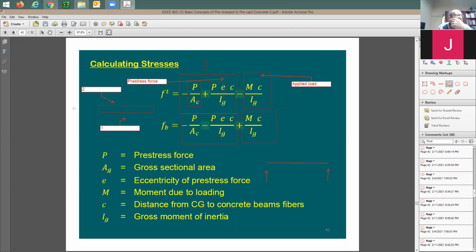Think about it this way. Here's the compression force. Put this upside down. It's going to stay also as compression, which means this term here, the subterm for the axial force, the pre-stressing, is not going to change.